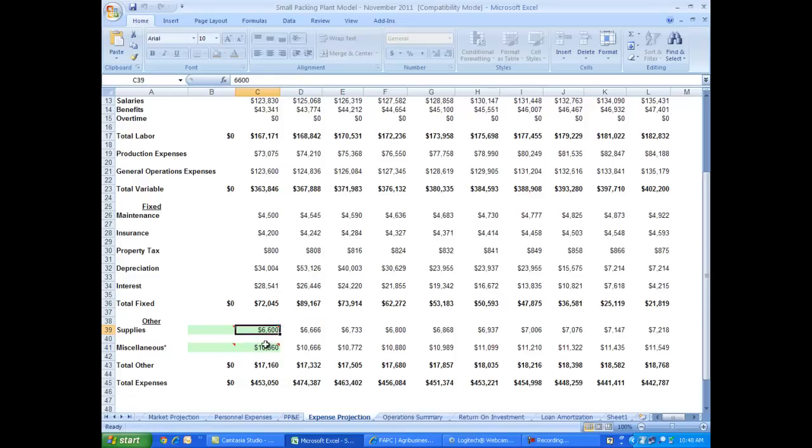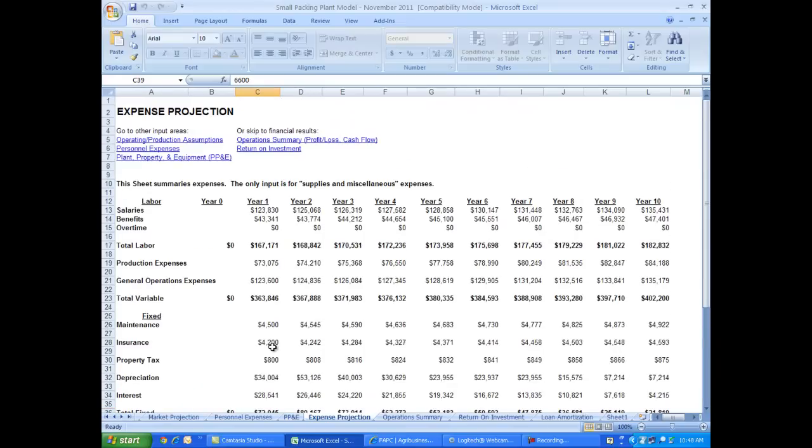But you may also have supplies and miscellaneous expenses in year 1, and these increase for years 2 through 10 by the expense inflation rate. And you'll notice as you go through the template, there are a lot of helpful little hints and comments provided with most of these input cells to give you an idea of what information you need to provide in each one of these cells.